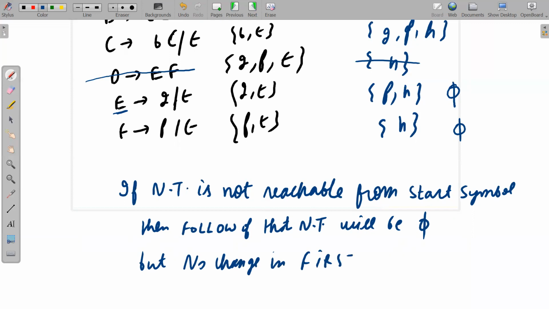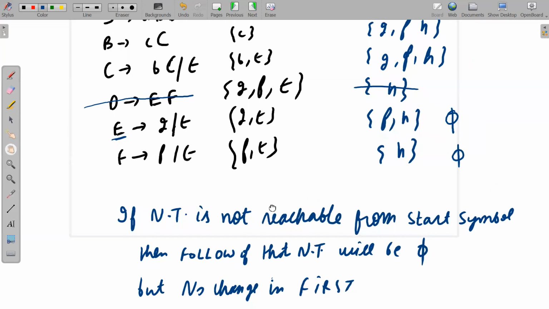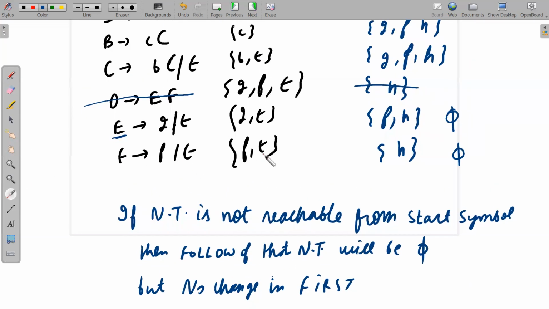Why? Because first is starting from that non-terminal only. Definition of first was what? Try to remember it. Starting from that non-terminal, whenever we are deriving strings, what will be the first terminal symbol? So in all possible strings, whenever we are deriving strings from capital E, what will be the first symbol? So G and null. That's it. So it hardly matters whether that non-terminal is reachable or not reachable from the start symbol. There is no change in the first.